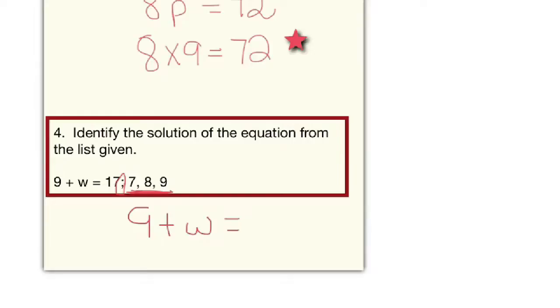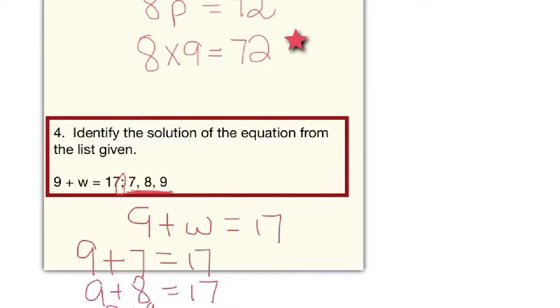9 plus w equals 17, and you're going to test all the solutions that are given. 9 plus 7 equals 17, 9 plus 8 equals 17, and 9 plus 9 equals 17 to see which is correct. Please circle the answer that you think is correct. When you have finished, press play and check to see if you are correct. Hopefully you went through these answers and found that 9 plus 7 does not equal 17. 9 plus 9 does not equal 17. And our correct answer is 8.